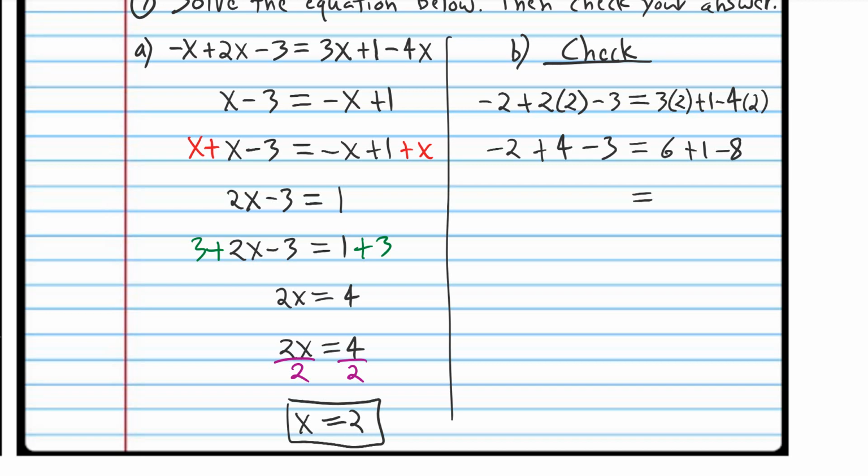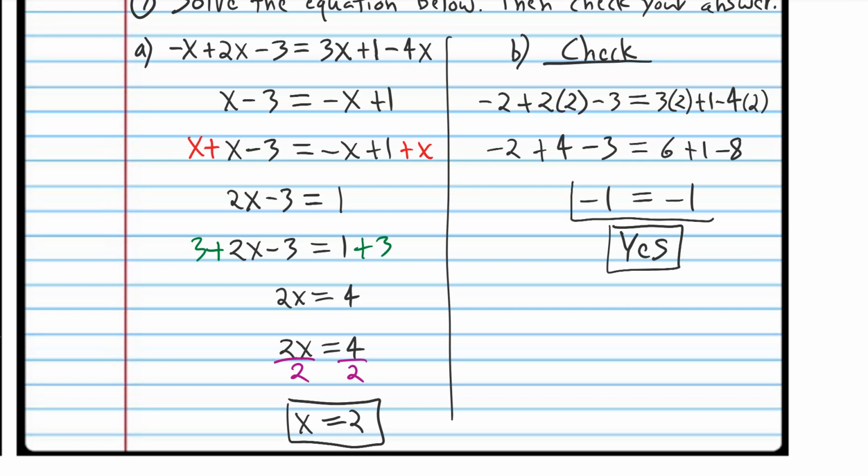Sorry about that. Negative 2 plus 4 is 2, and 2 minus 3 is negative 1. 6 plus 1 is 7, and 7 minus 8 is negative 1. So that checks out. And we can write, yes, the equation works. I guess we can rectangle.